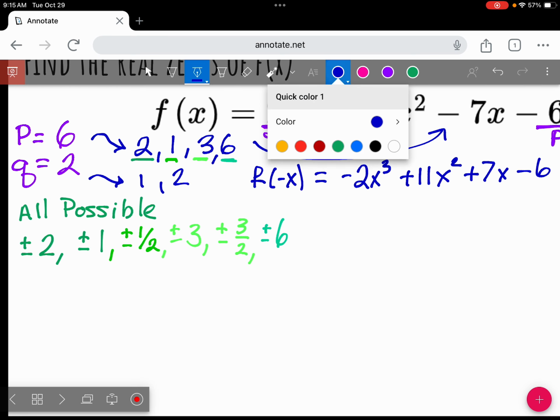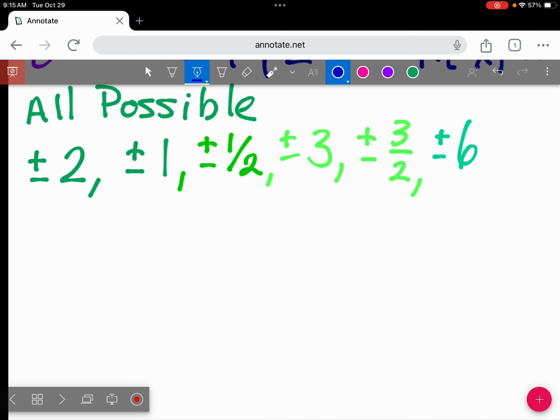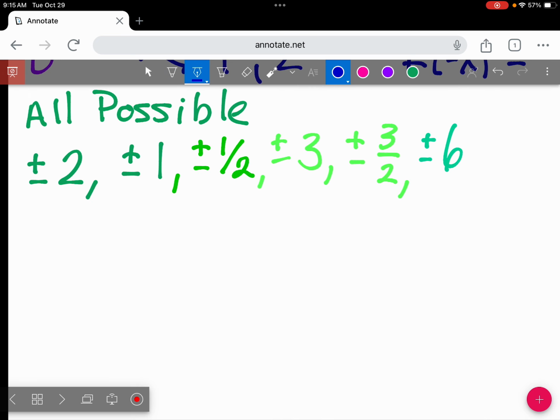So, what value do you want to use? What do you want to try? Two? We can start with 2. So f of 2. What is the value of f of 2? Type it in your calculator. We're going to have our 2 times 2 to the third.